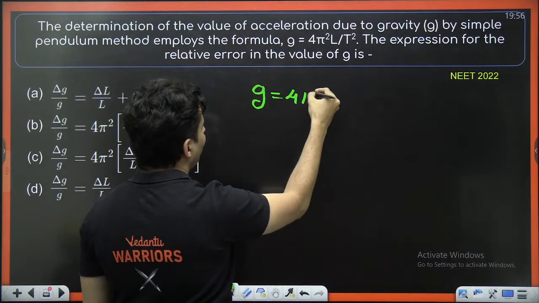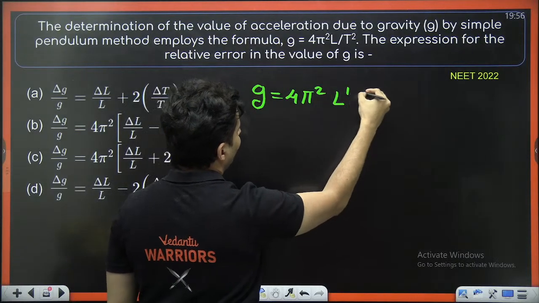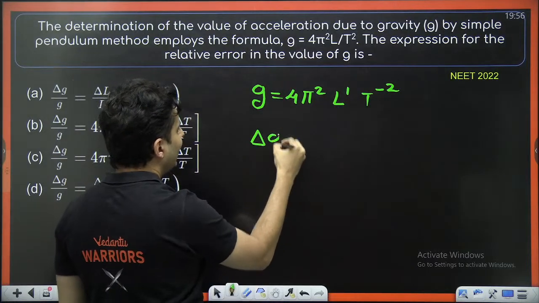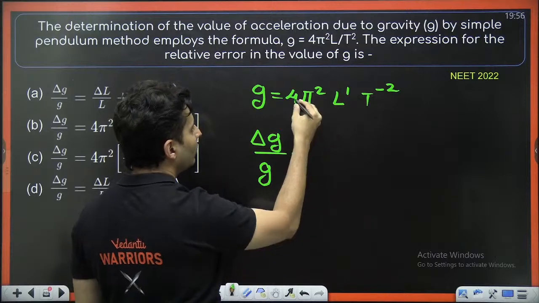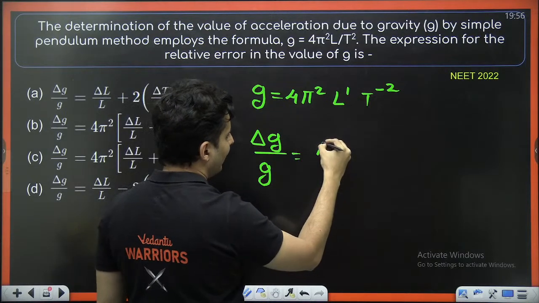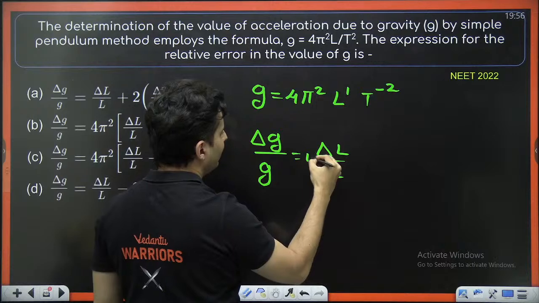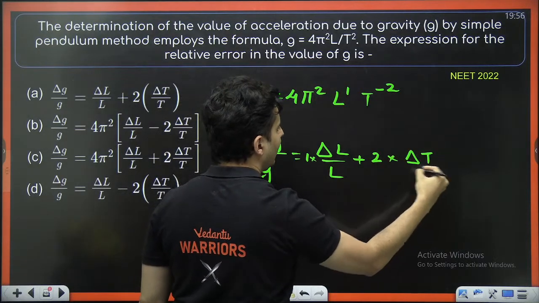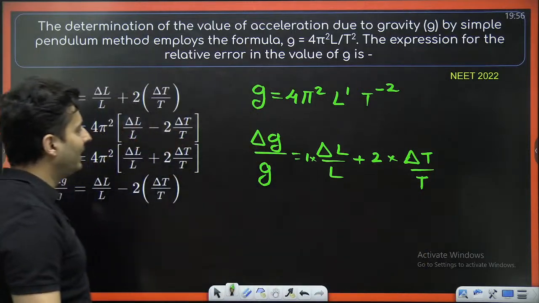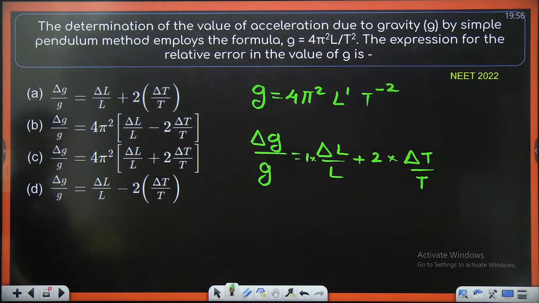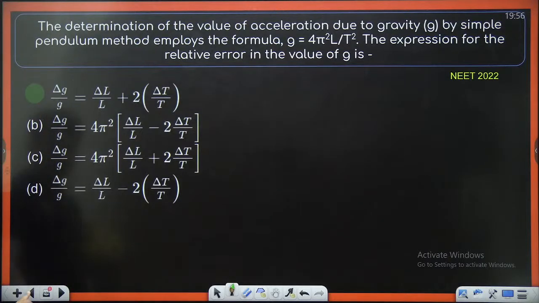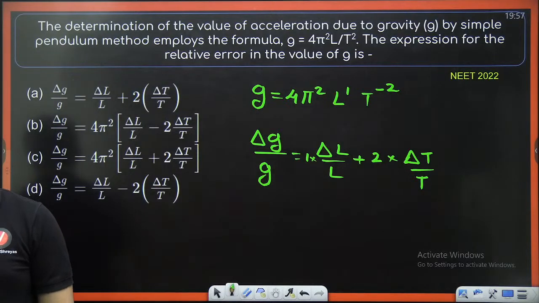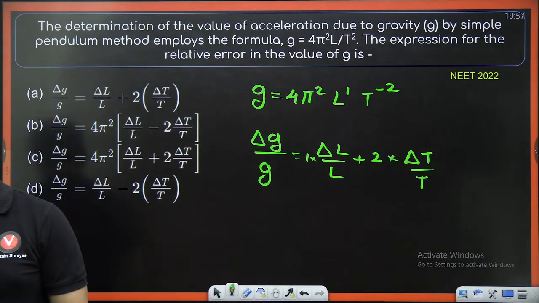G is 4 pi square L raised to 1, t is below, bring it on the top, t raised to minus 2. So what will be delta g by g equal to 4 pi, doesn't matter, 1 into delta L by L plus, always take the mod value, so 2 into delta t by t. Perfect. Is there an option like that? Option A. That's it, right? Perfectly correct. Very good. Excellent.